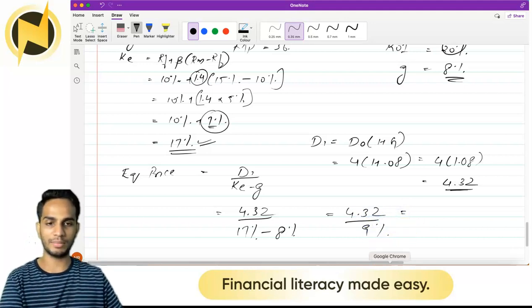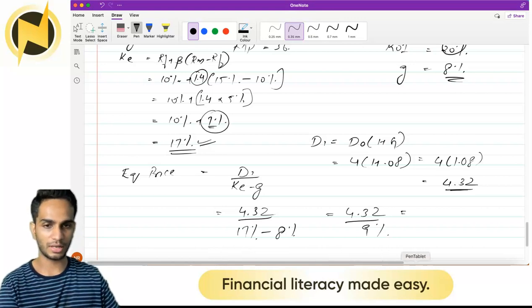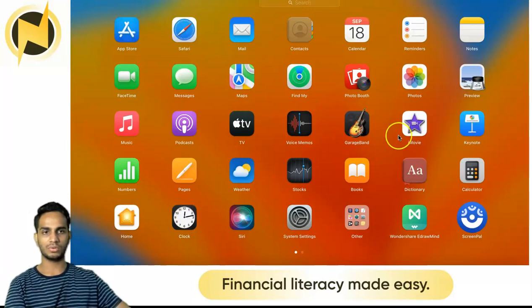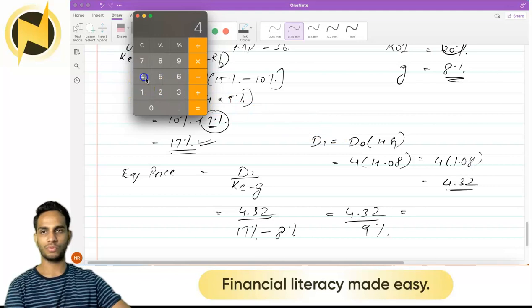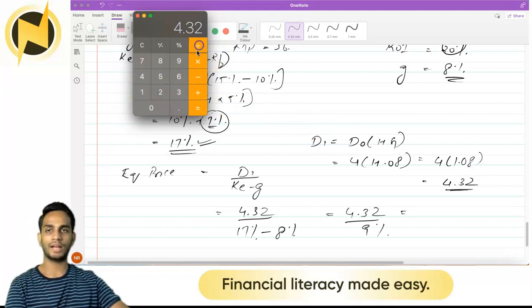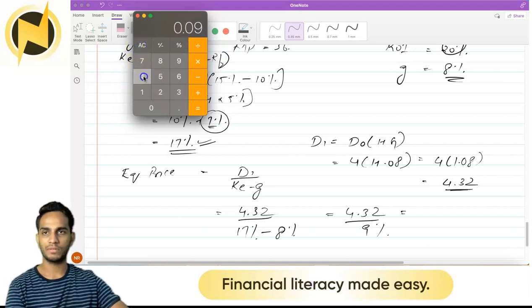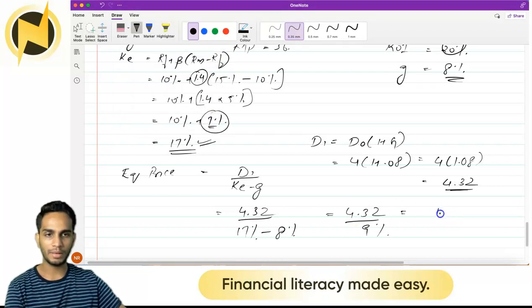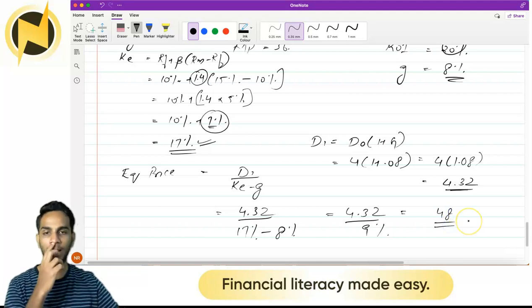Let's check how much that is. Let me get my calculator quick. So 4.32 divided by 9%. 4.32 divided by 9 into 100. 48. The equilibrium price is 48.